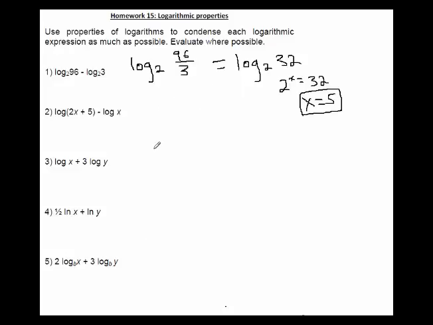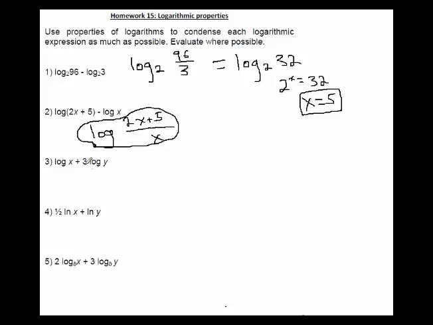Number two, we've got a log, and again, if there's no base, the presumption is that it's base 10. So same rule: subtracting is the same thing as dividing what is being subject to a log. So this is the same thing as log, base 10, of 2x plus 5 divided by x. Now, I don't see any real way to simplify this anymore, so we can just leave it like that. Sometimes you're going to have problems where you can simplify in multiple steps. Here, I don't really see that as being applicable.